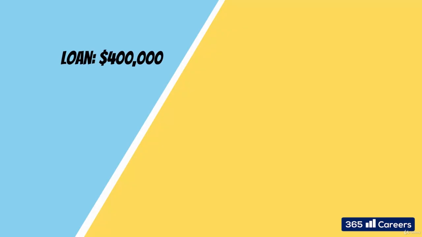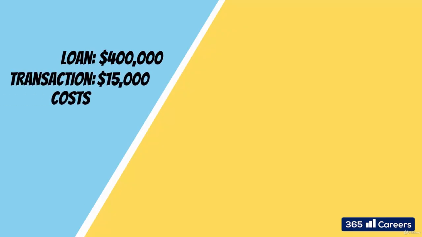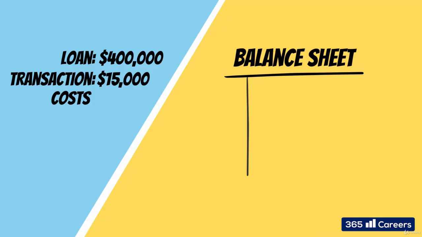transaction. So, if a company's loan is $400,000 and it sustained transaction costs of $15,000 to arrange the loan, then the $15,000 of transaction fees should be capitalized with the $400,000 loan and written as $415,000 in the company's balance sheet.